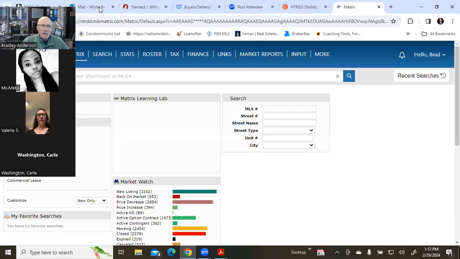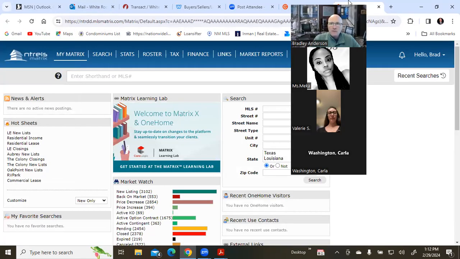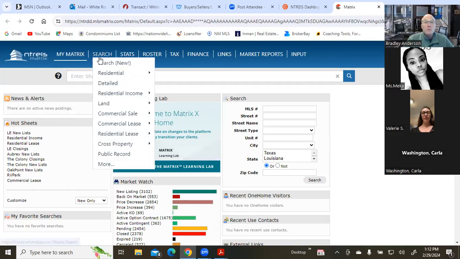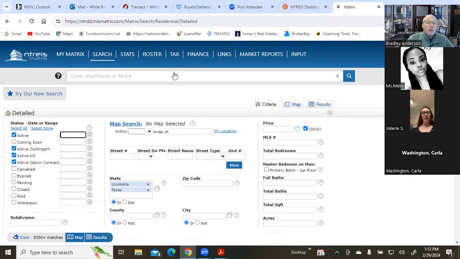If you have a buyer that doesn't need to go sell their home and you're searching for listings, normally you're searching for only active things, right? You're not going to show them active contingent. You're not going to show them active kickout. You're not going to show them active option contract, but I suggest that you do.